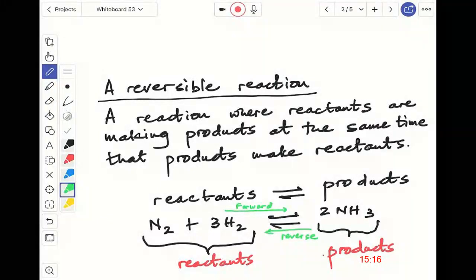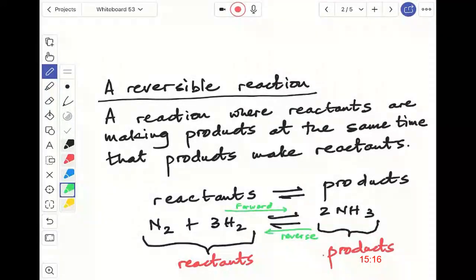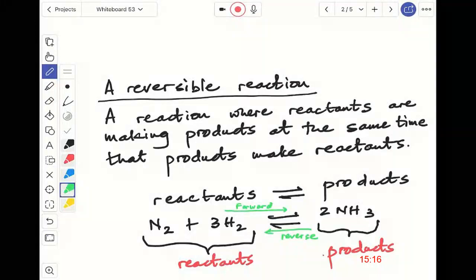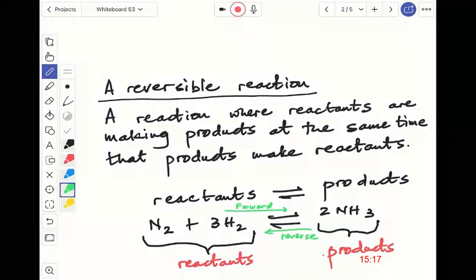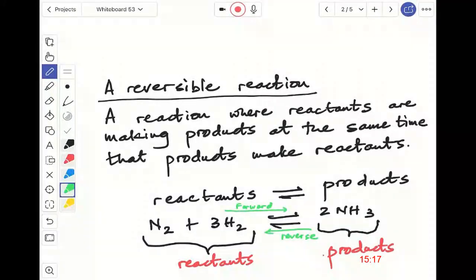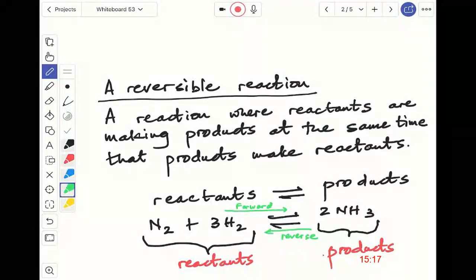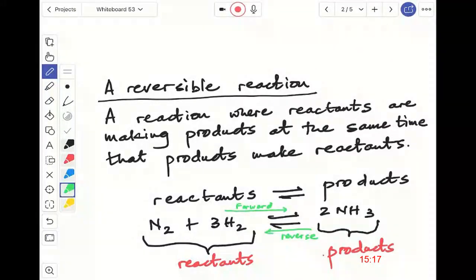So in order to understand the context of the equilibrium constant, we're going to have to go a little bit back and start with the concept of a reversible reaction. And a reversible reaction is a reaction where reactants are making products at the same time that products make reactants.